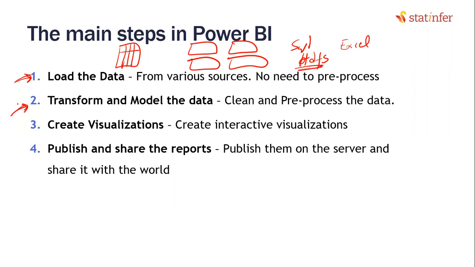Then transform and model the data. If there are any data pre-processing steps that are required, you have to use transformations. We are going to see what we mean by transforming the data. Then model the data. If you need to connect these tables, there is some primary key, there is some secondary key. Modeling the data means creating the relations between the tables, joining the tables, and preparing the data for analysis.